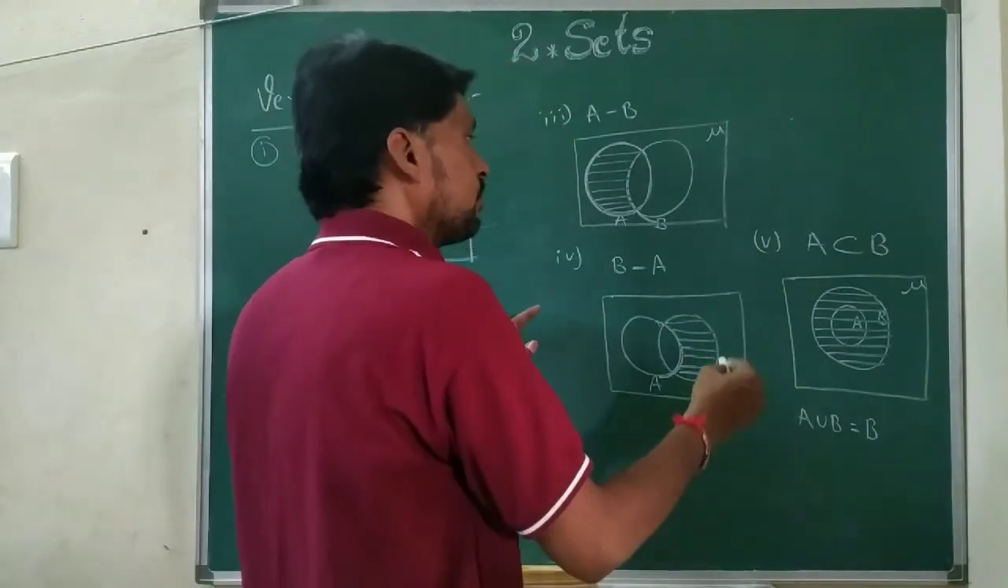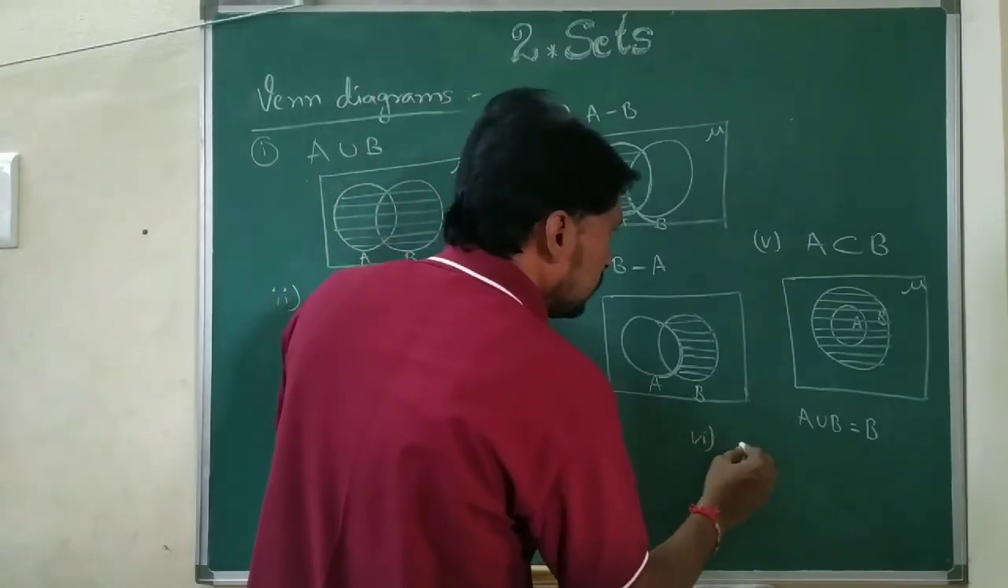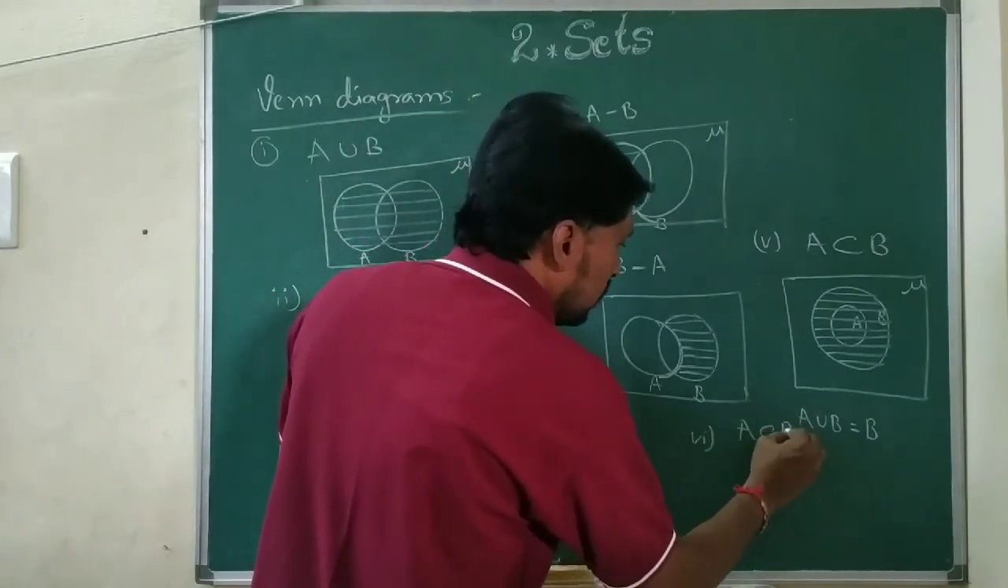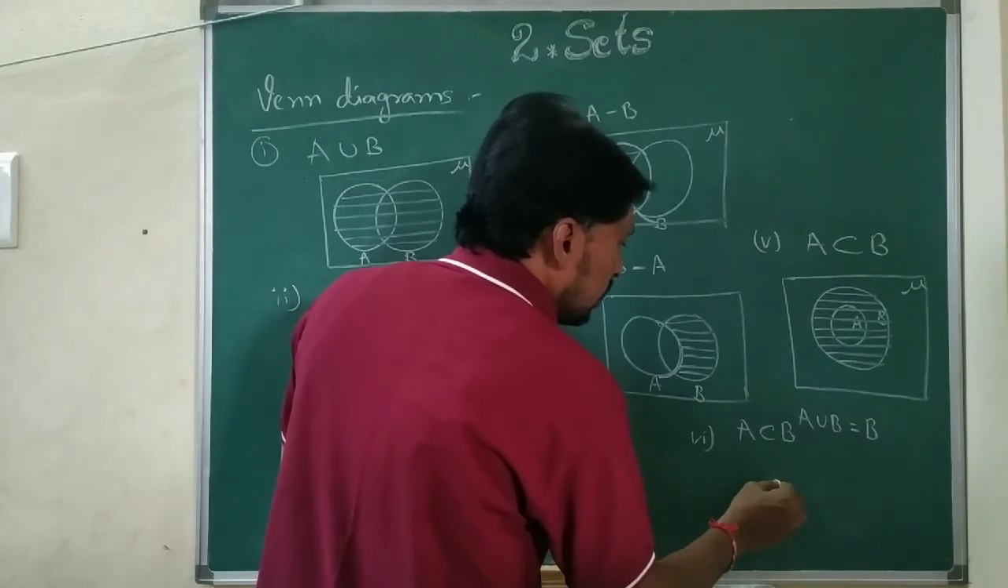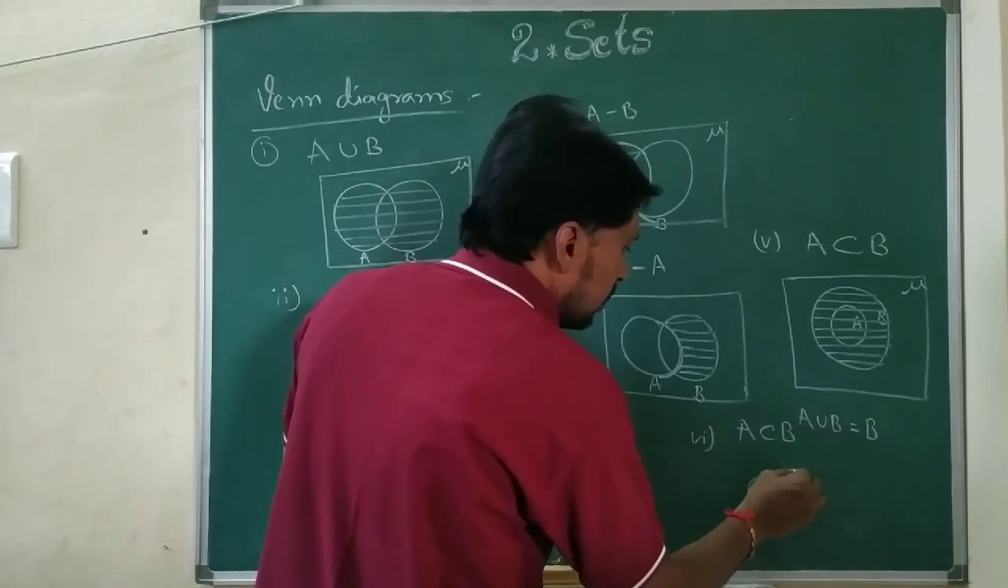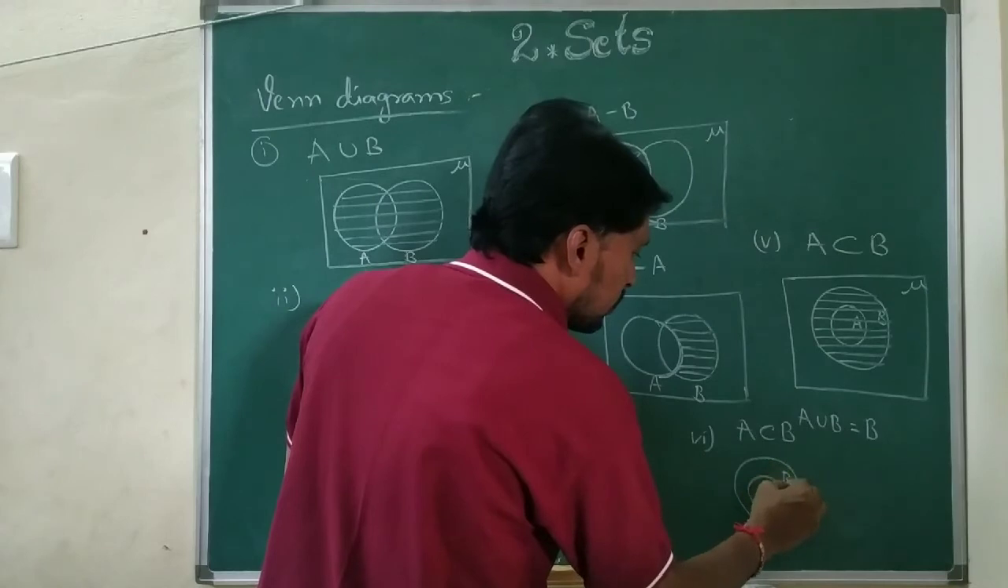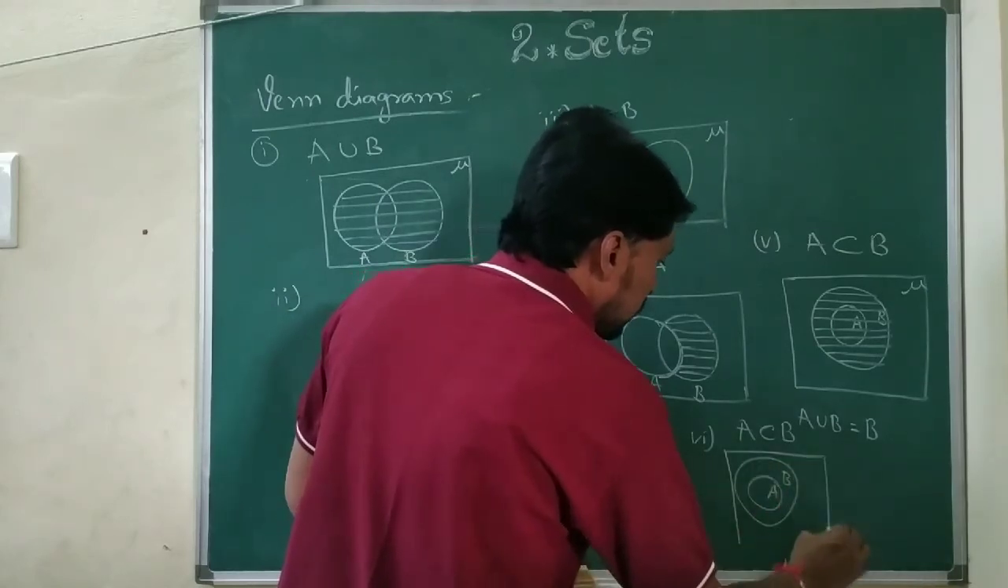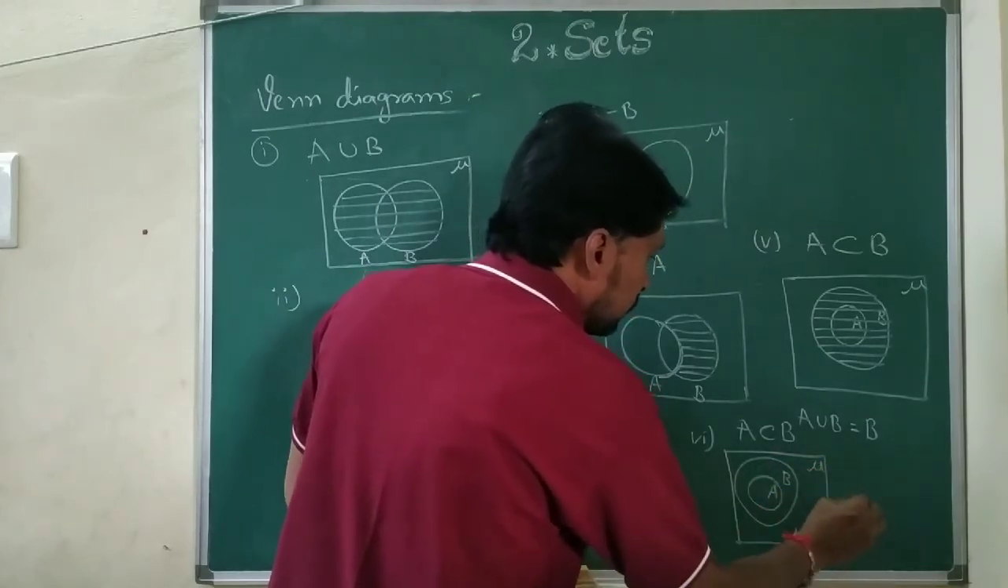In the same way, the sixth one, that is A subset B again. Here this is the set A, this is the set B. Now we need to find A intersection B.